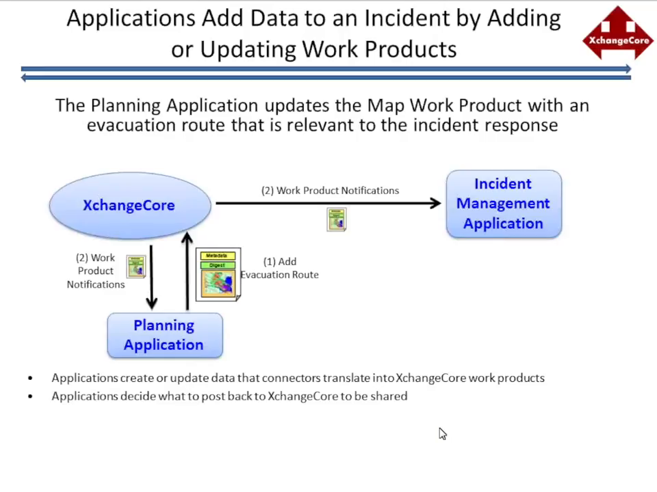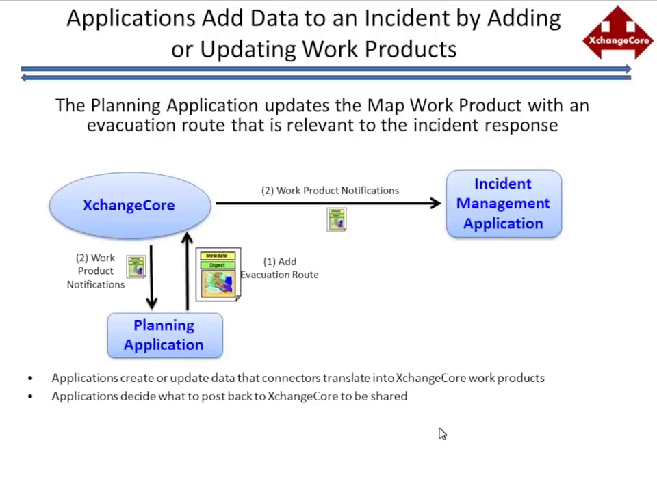Other applications can then add information to an incident by adding new work products or updating the work products that are there. Again, following the numbers, the planning application has received the incident, and they understand that there's an evacuation route that they can provide as situational awareness back to the EOC. So they add that evacuation route to the map work product.